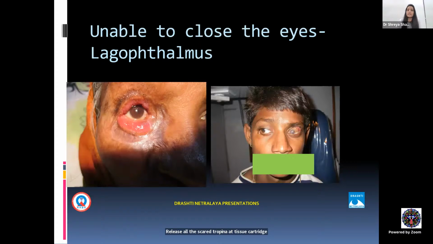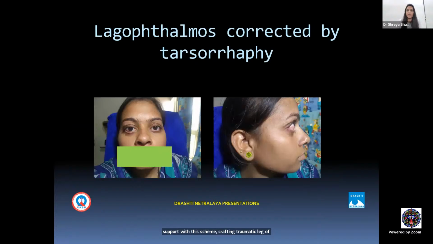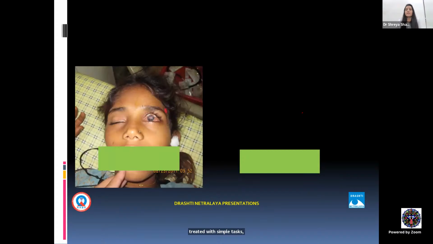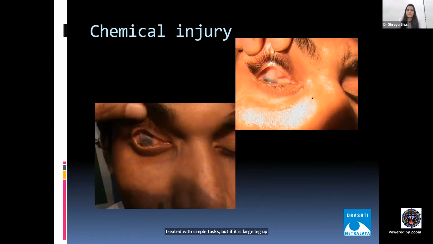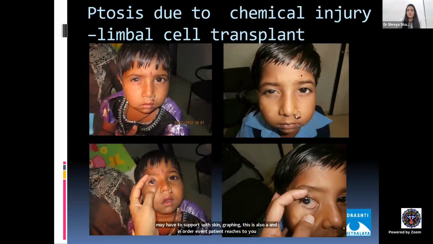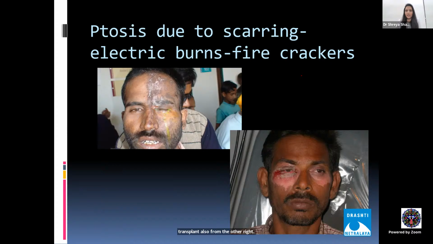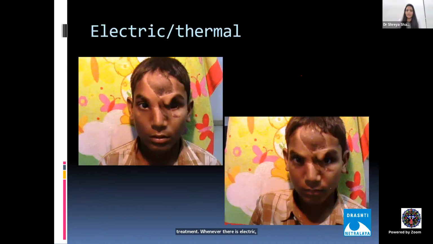Traumatic lagophthalmos can be very severe or can be simple. A small lagophthalmos could be treated with simple tarsorrhaphy. But if it is a large lagophthalmos, a big lagophthalmos, you may have to support with skin grafting. This is also when the patient reaches you in an early stage, you can just do the limbal cell transplant also from the other eye. But certain patients need very, very meticulous treatment whenever there is electric burn or firecracker or thermal burns or electric plus thermal burns. We may not be able to save the lid, but we can do some cosmetic correction. As I said, mechanical cicatrix, you need to take care of properly.